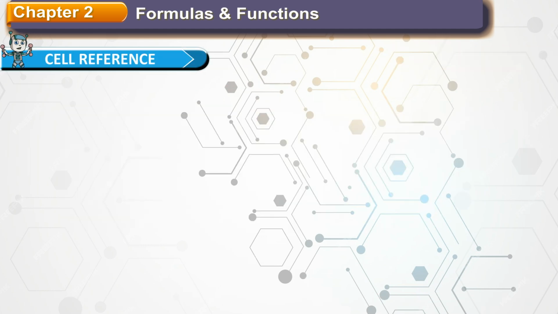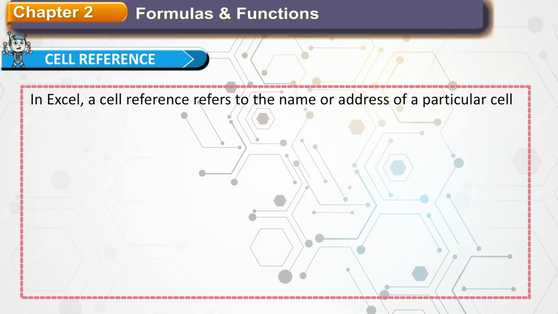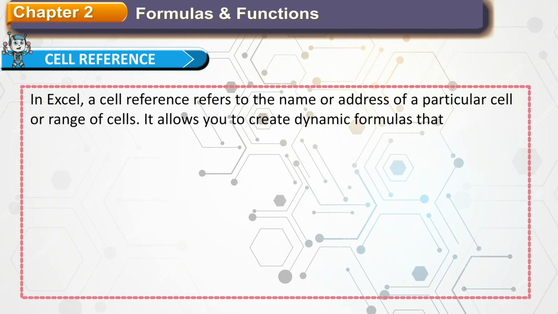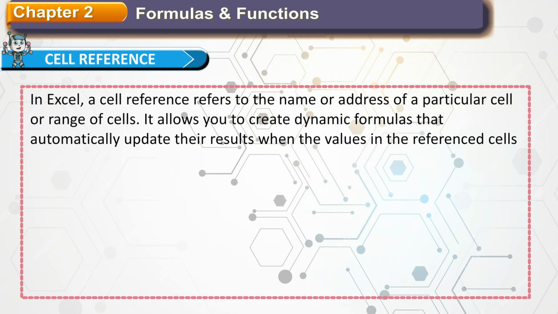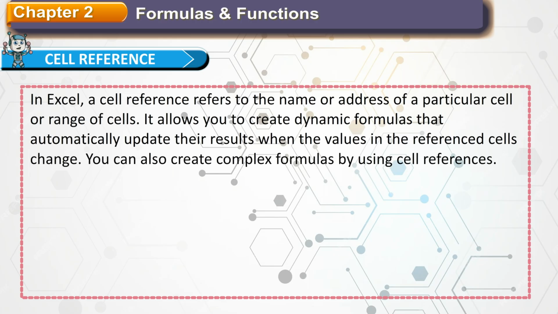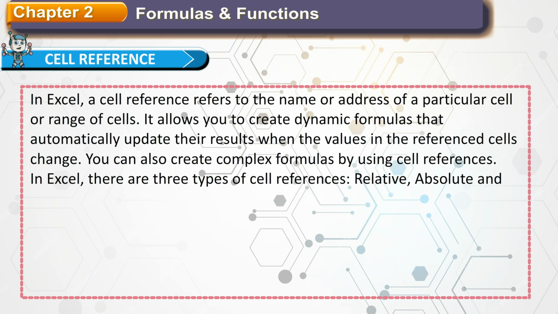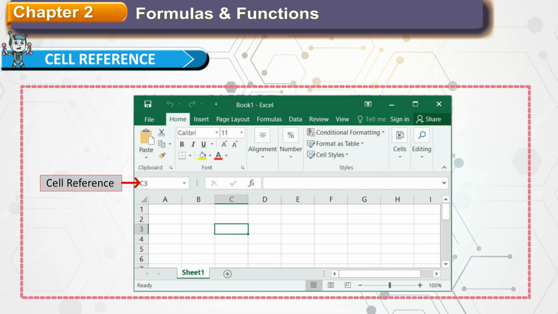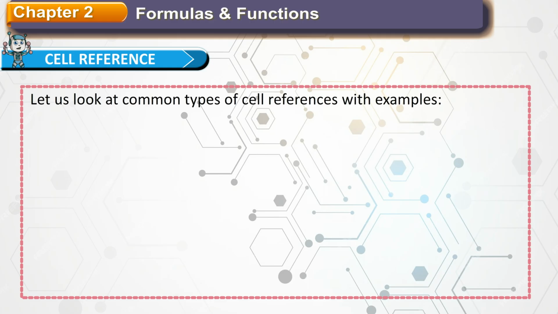Cell reference. In Excel, a cell reference refers to the name or address of a particular cell or range of cells. It allows you to create dynamic formulas that automatically update their results when the values in the referenced cells change. You can also create complex formulas by using cell references. In Excel, there are 3 types of cell references: relative, absolute, and mixed. Let us look at common types of cell references with examples.